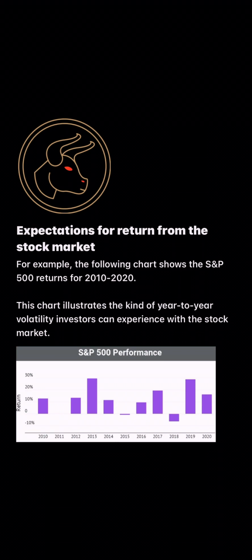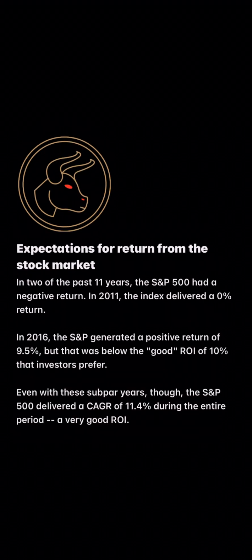For example, the following chart shows the S&P 500 returns from 2010 to 2020. This chart illustrates the kind of year-to-year volatility investors can experience within the stock market. In 2 of the past 11 years, the S&P 500 had a negative return. In 2011, the index delivered a 0% return. In 2016, the S&P generated a positive return of 9.5%, but that was below the good, quote-unquote, ROI of 10% that we're looking for. Even with these subpar years, the S&P delivered a CAGR of 11.4% during this entire period, which of course is above our good ROI.